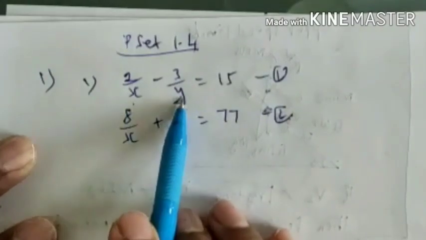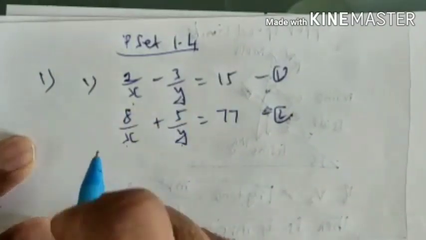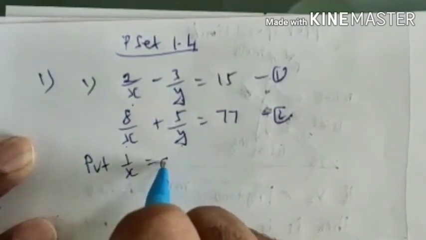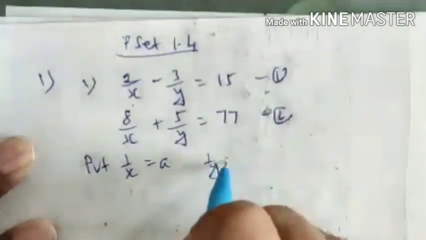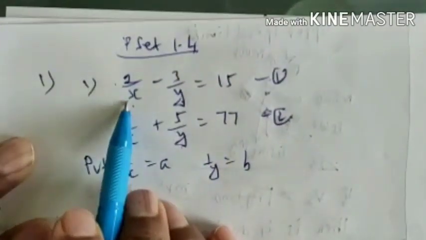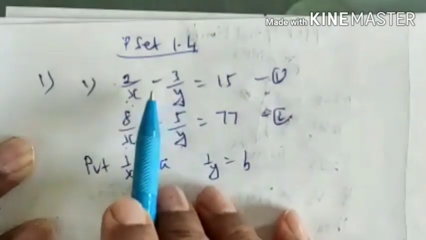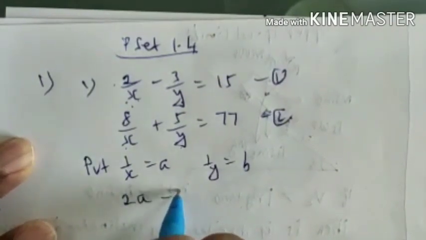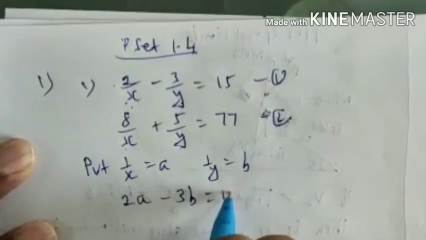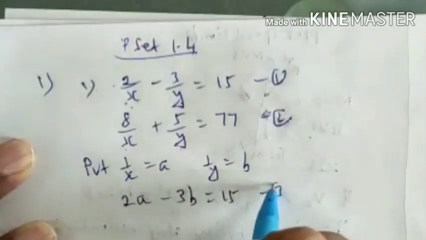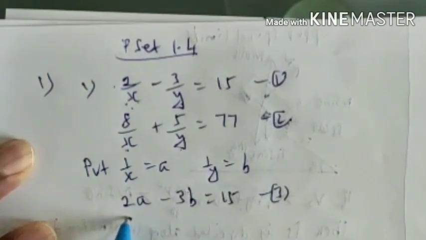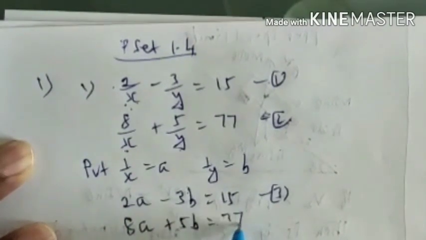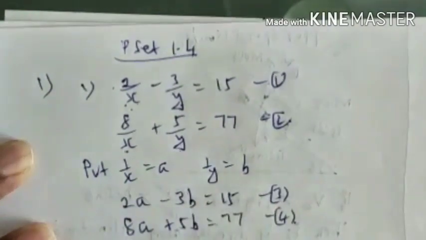Here see the variables are present in the denominator. Now what shall we do here? We shall use substitution. Put 1 upon x is equal to a and 1 upon y is equal to b. Now our first equation will become 2a minus 3b is equal to 15. We shall give this the name equation number 3, and this equation will become 8a plus 5b is equal to 77. We shall give this the name equation number 4.